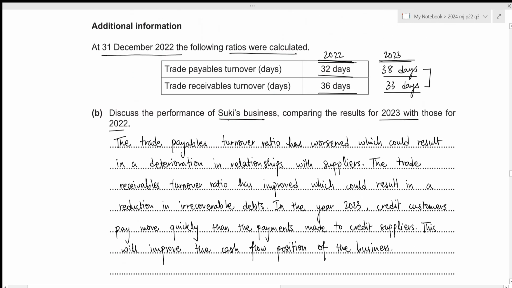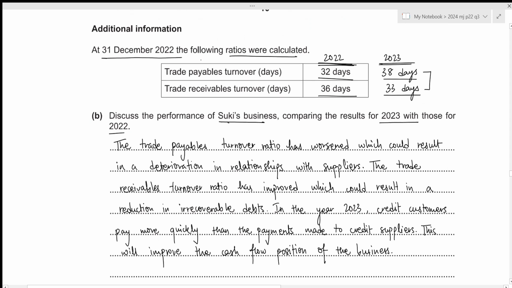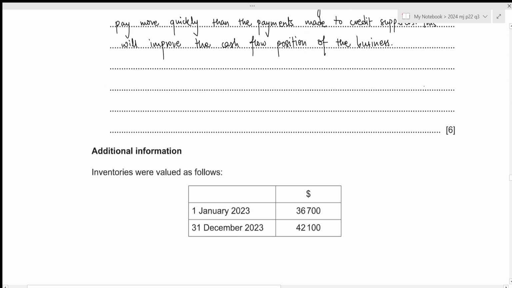Alright, this was of 6 marks, and we wrote 2 comments by comparing the trade payables turnover ratio over the 2 years. We wrote 2 comments by comparing the trade receivables turnover ratio over the 2 years. We made 1 comment by comparing the trade payables turnover ratio and trade receivables turnover ratio for the current year. And the final comment was for the impact of these ratios on the cash flow position of the business. That completes the second part of this question. Let's move towards the third one.